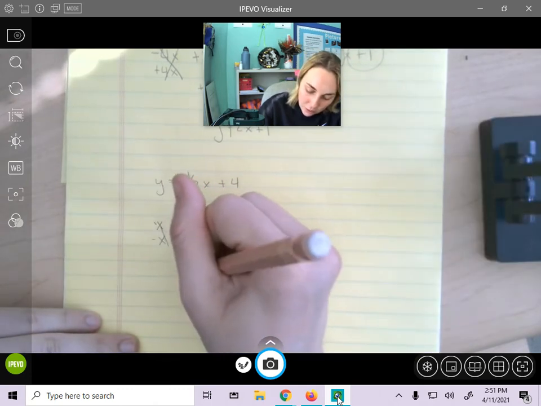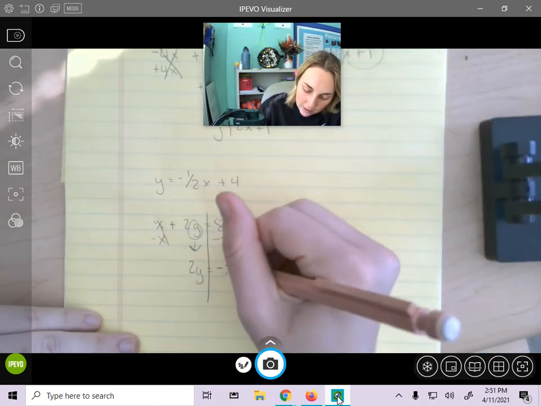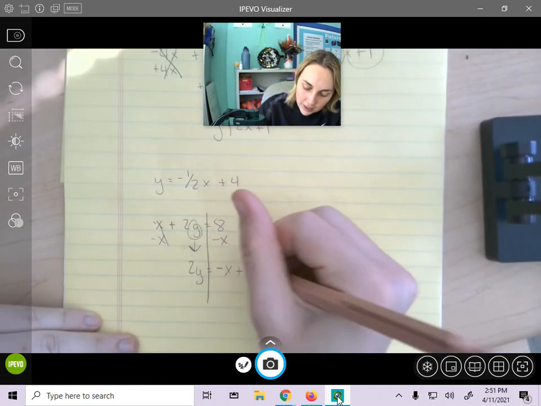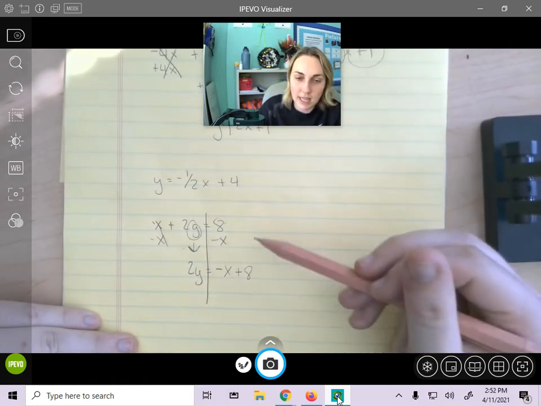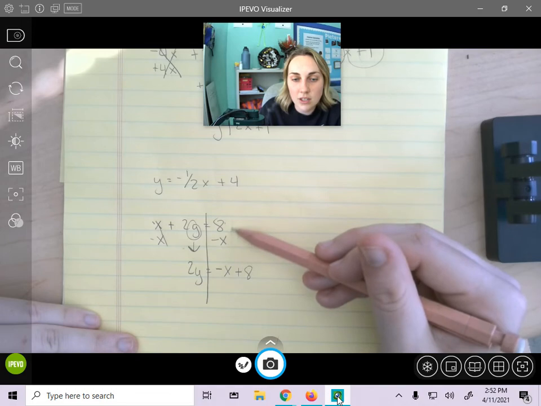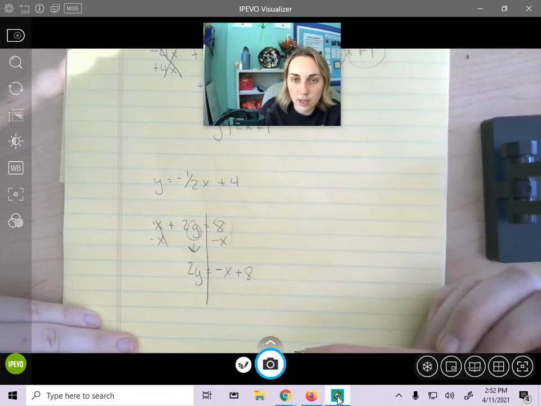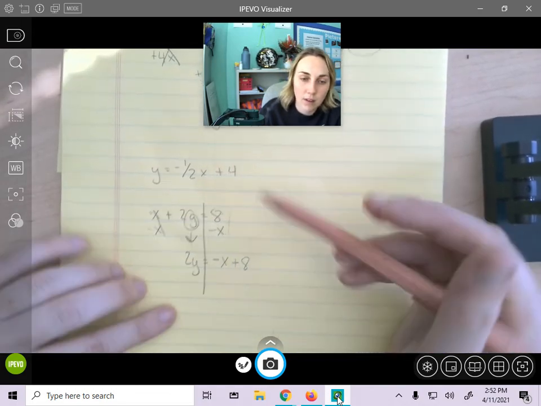These cancel out. They're opposites. I'll bring down this 2y. Since these are not like terms, I have to write down the whole thing. This turns into negative x plus 8. Okay, since these are not like terms, I have to write out the whole thing. Do not mess that up.